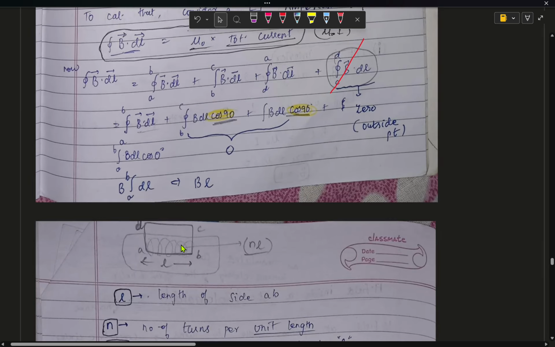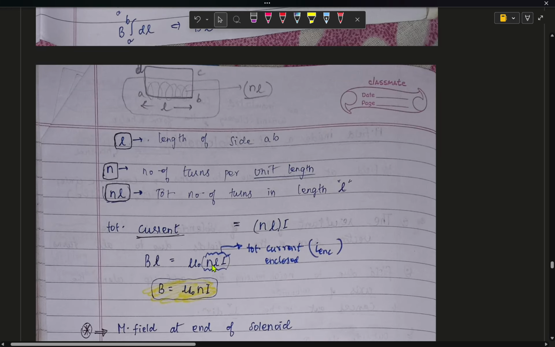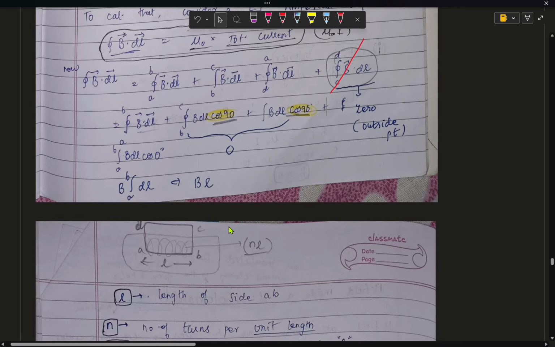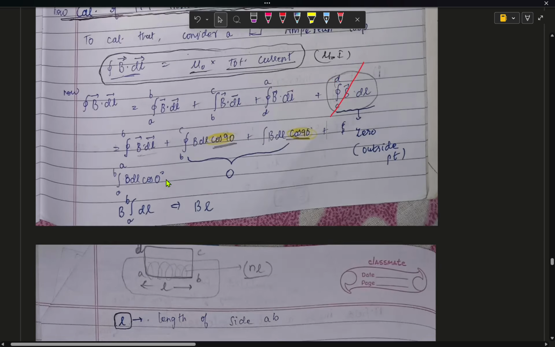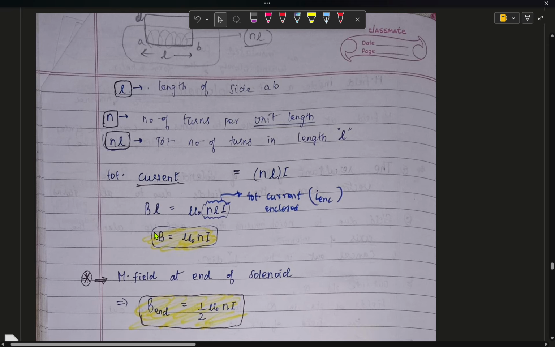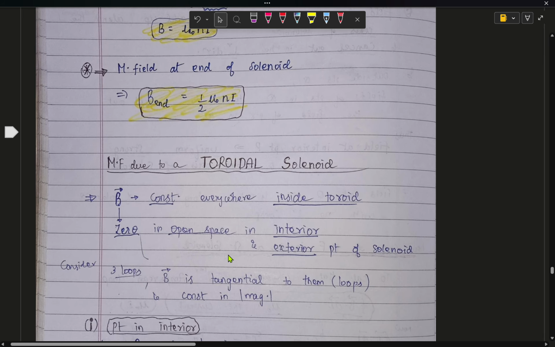From the formula, total current is mu naught times n L I. So B L is equal to mu naught n L I. If you cancel L, you will get B is equal to mu naught times n into I. This is the value inside the solenoid, generally at the center. And the magnetic field at any end point of a solenoid is half of this.